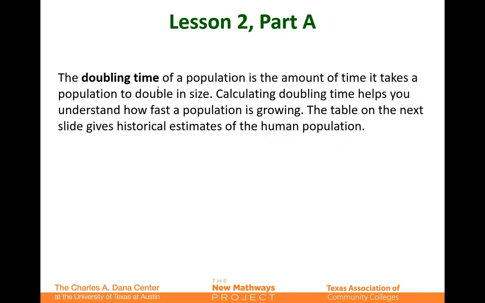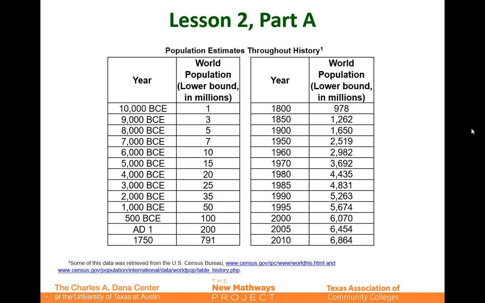So the doubling time of a population is the amount of time it takes a population to double in size. Calculating doubling time helps you understand how fast a population is growing. The table on the next slide gives historical estimates of the human population. All right, so this is a table. It gives populations in terms of millions.